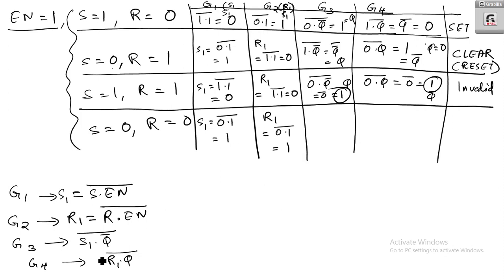For gate 3, what is the output? S1 dot Q bar, the whole bar. What is it? That is 1 dot Q bar, the whole bar. What is it? That is Q bar bar, which is equal to Q itself. Again for gate 4, R1 dot Q. What is R1? 1 dot Q, the whole bar. What is it? That is Q bar. That means you will get the output as Q and Q bar only. That means whatever is the present state, you will get it as the state itself. That is no change.